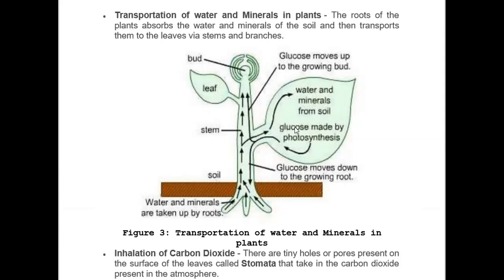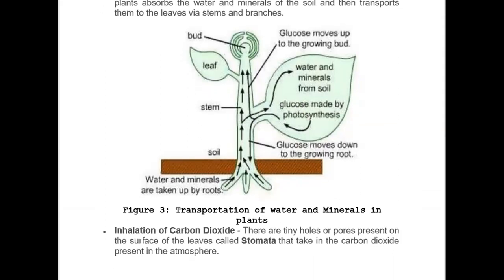Once the food is prepared in the leaf, now food is required by each and every part of the plant. So now what happens? The same glucose will be getting transported to the roots as well as it will be getting transported to the upper part of the plant as well.